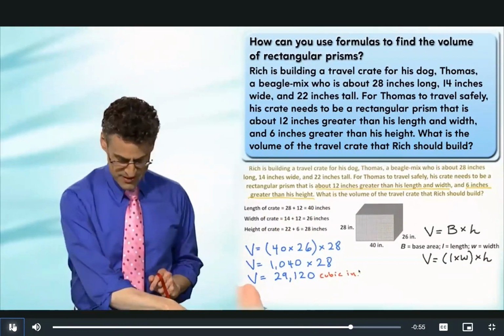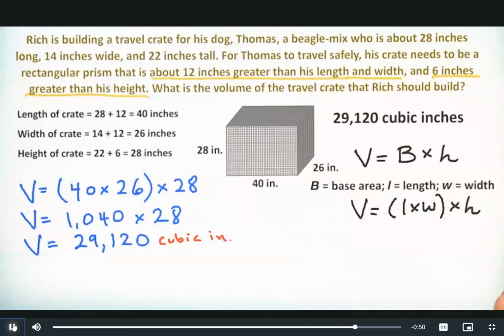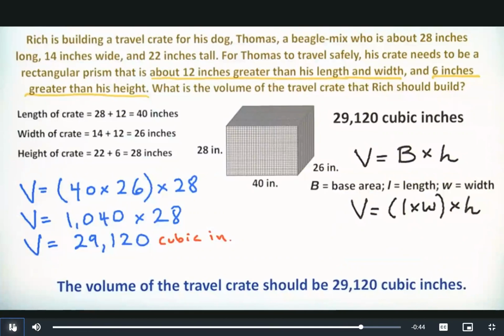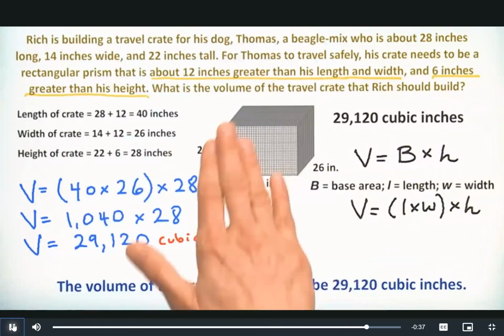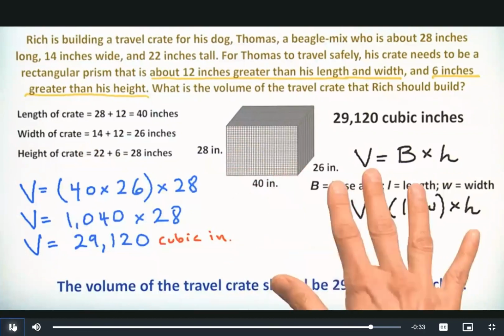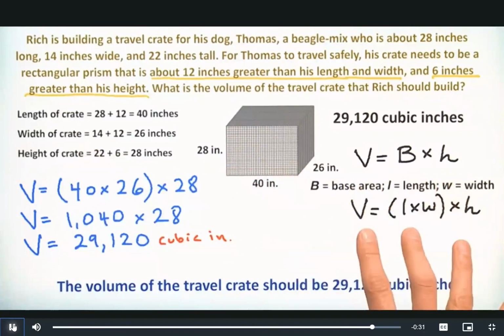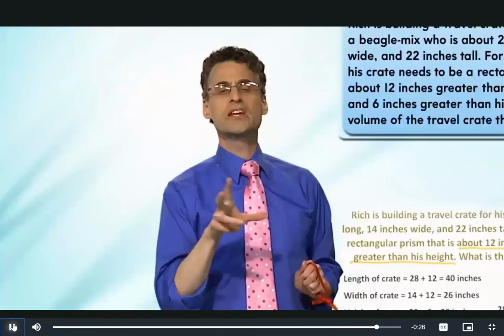So we see that we have a volume of 29,120 cubic inches, and that, in fact, represents the volume of the travel crate for Thomas, because we've now actually found it by, first of all, reading the question and carefully figuring out the dimensions of the travel crate, given the various constraints that are required, and then figuring out the volume, rewriting the volume, and then plugging things in and solving for the V. And that's it. Isn't that great? It's really wonderful when you can see equations being so useful. Don't you like seeing equations?